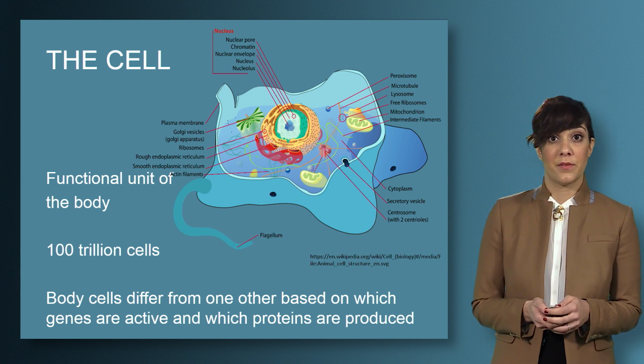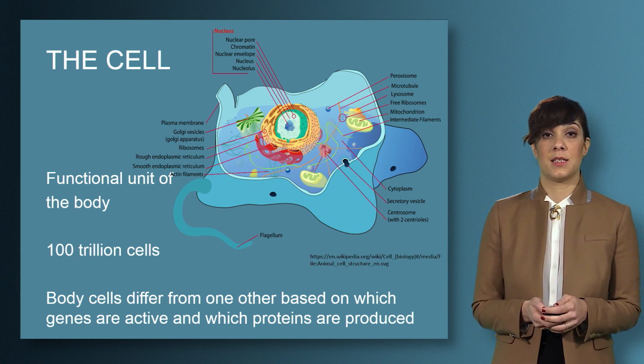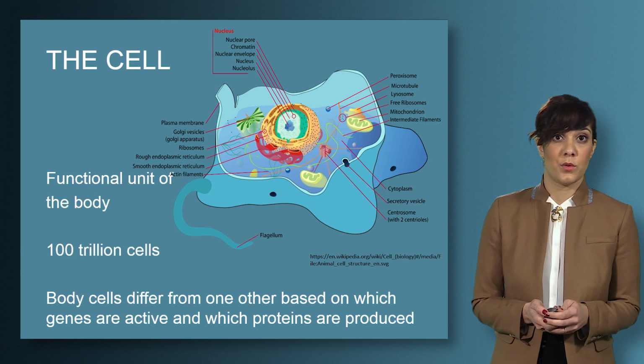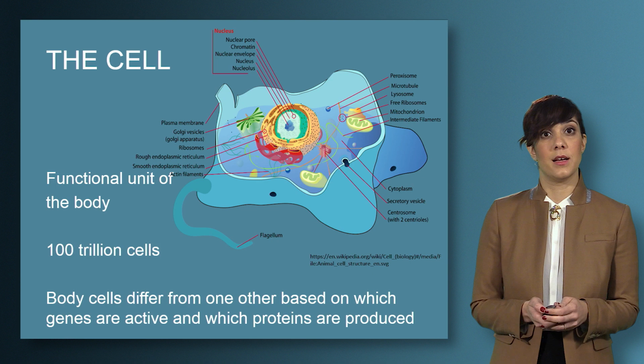The cell is composed of a cell membrane as well as a cell cytoplasm, which forms a matrix within the cell. And you have organelles within the cell, and we'll talk about that in a few slides.